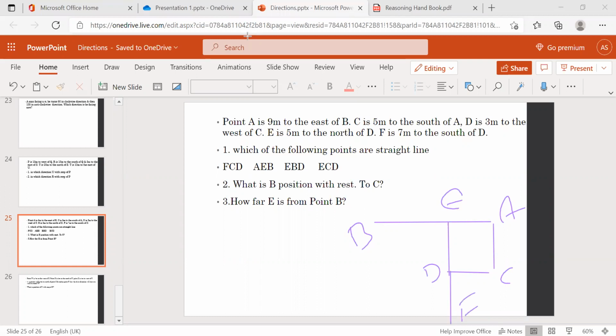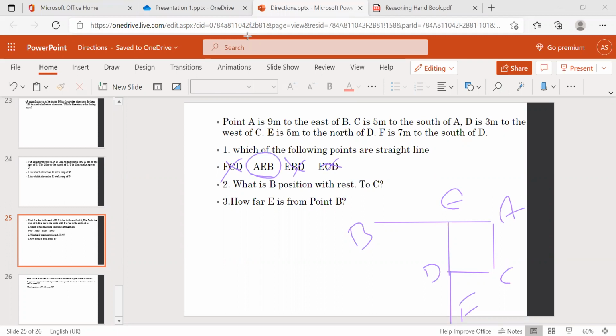Now, what's the first question? FCD. No. AEB. Yeah, straight line. EBD. No. ECD. No. AEB is the right answer.